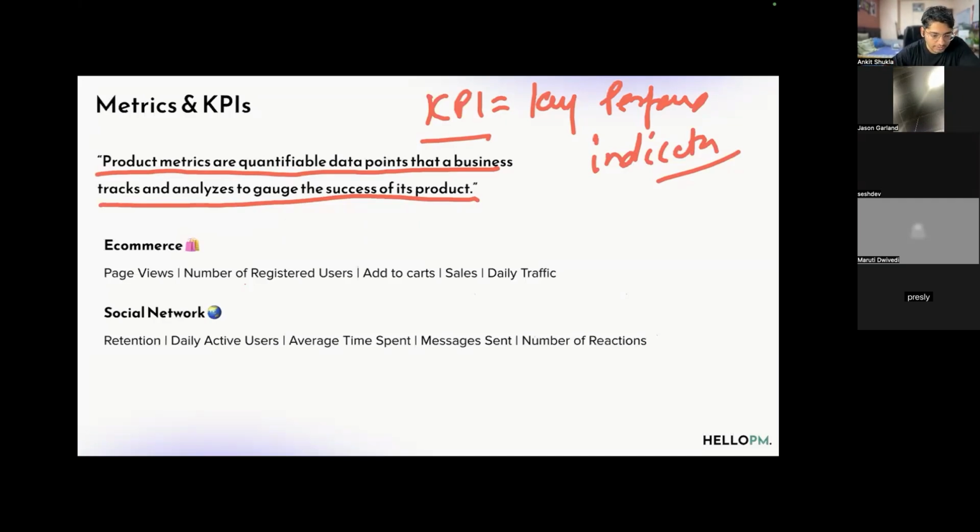Cool. Now, everyone, quickly give me one example of a KPI. Give me one example of a KPI.